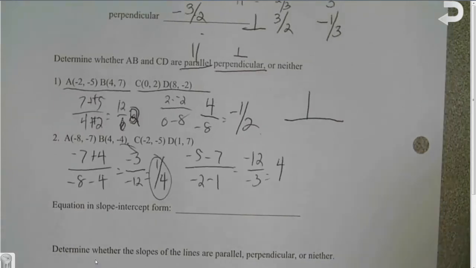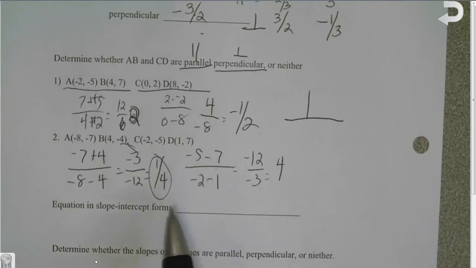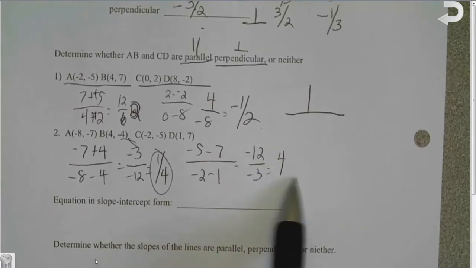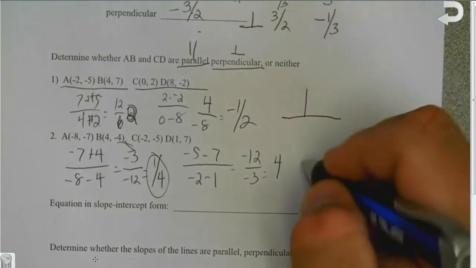Okay, so when I did AB, I got negative 3 over negative 12. And I got 1 over 4. When I did CD, I did negative 5 minus 7 and negative 2 minus 1. And I got negative 12 over negative 3, that's 4. You'd be really quick to be like, oh hey, they're perpendicular because they're opposites. But one has to be negative. They're not the same, so they're not parallel. But if they're going to be perpendicular, they have to be opposites, and one would have to be negative. Since one of these is not negative, these are not perpendicular. This is an example of neither.